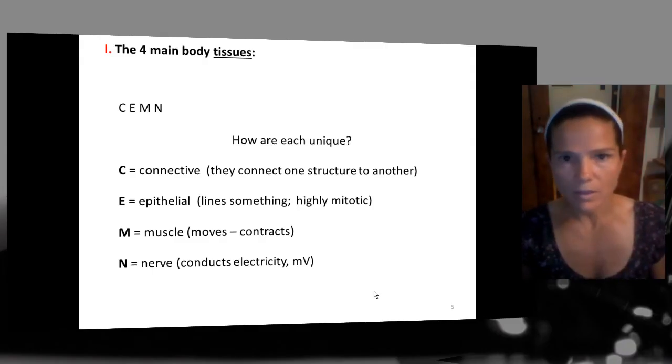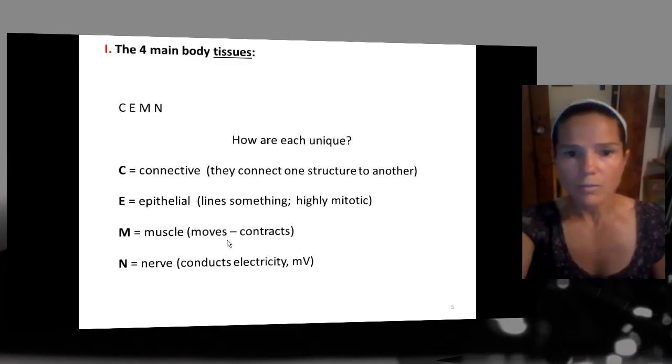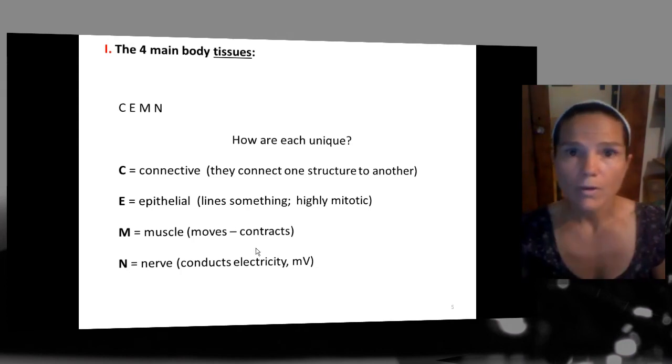Epithelial lines something. So think about the thoracic cavity. And we talked about the lining of the heart and the lungs. Well, there you go. Epithelial would line that because they're highly mitotic. So, and then you come down to muscle. Well, why is muscle unique? Well, it contracts, it moves. So just ask yourself, what does muscle do?